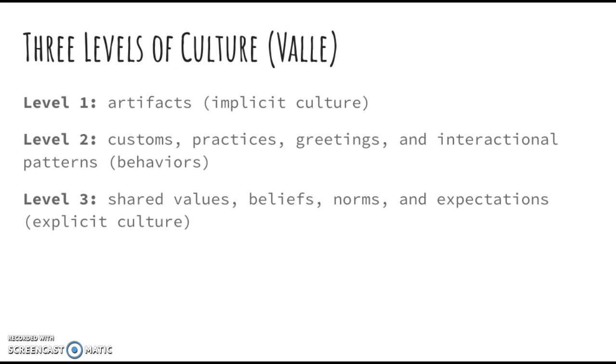Level one are the artifacts, again, those things that you see. Level two are the customs and practices, really the behaviors of a culture. And then level three are the shared values, beliefs, norms, and expectations, which are, again, a part of that explicit culture.